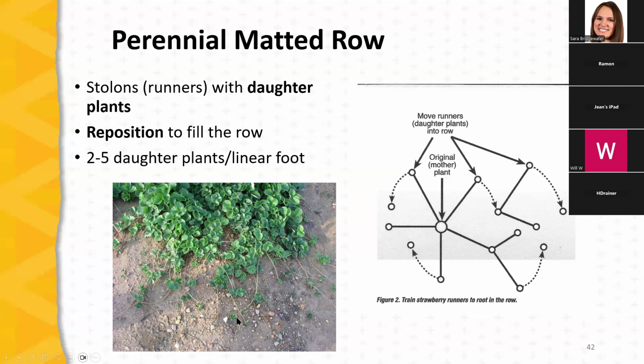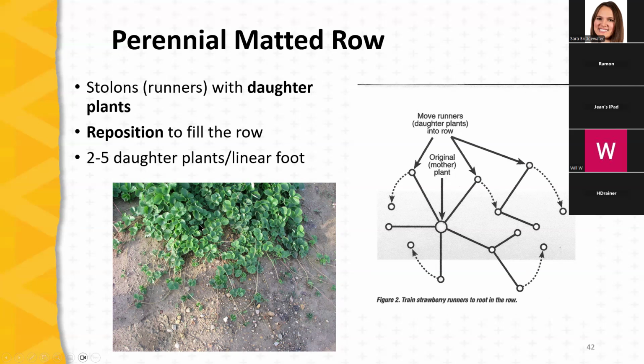When the soil gets wet, they're going to root at that site. Now, before they root, you might want to rearrange. You don't want that many plants around, because the next spring is going to become too crowded and they're going to compete with each other. So you might want to remove some of them. And this is a picture of how, if they go too far apart, you bring them back to fill up empty areas. You essentially leave about 2 to 5 daughter plants per linear foot on that particular bed.